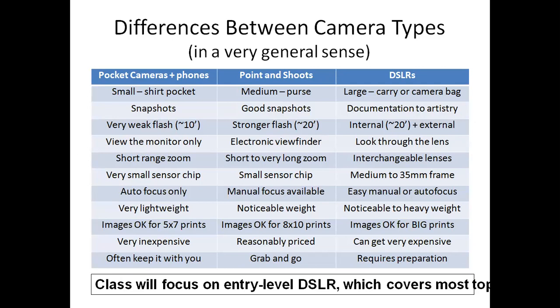Snapshots have good documentation to artistry. Flash is very weak, with stronger flash being internal plus external. You can view the monitor only, whereas with point and shoots you can view an electronic finder, and with DSLRs you can look through the lens. We have short range zoom, very small sensor chip, autofocus only, very lightweight, images good for 5 by 7 prints, very inexpensive, often kept with us. These are the pocket cameras and phones.